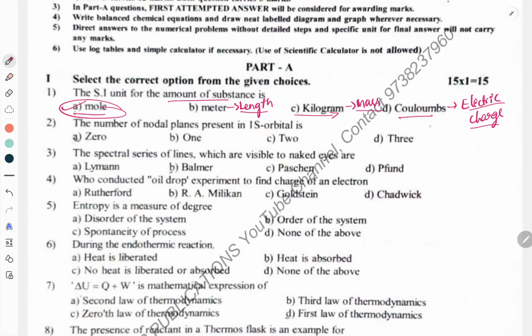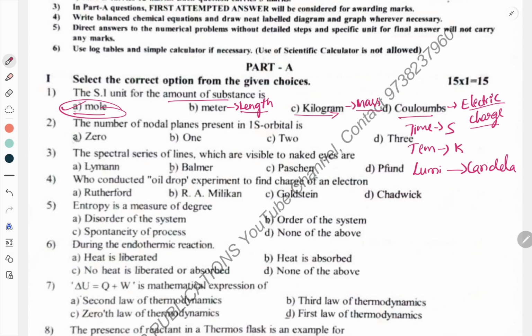That makes 4, and the remaining 3 are time, which we measure in seconds, temperature, which we measure in Kelvin, and luminous intensity, which we measure with the candela. These are the SI units you need to remember. One more time I am repeating. Amount of substance with mole, length with meter, mass, kilogram, electric charge, coulomb, time, seconds, temperature, Kelvin, luminous intensity, candela. These 7 fundamental quantities you need to remember.